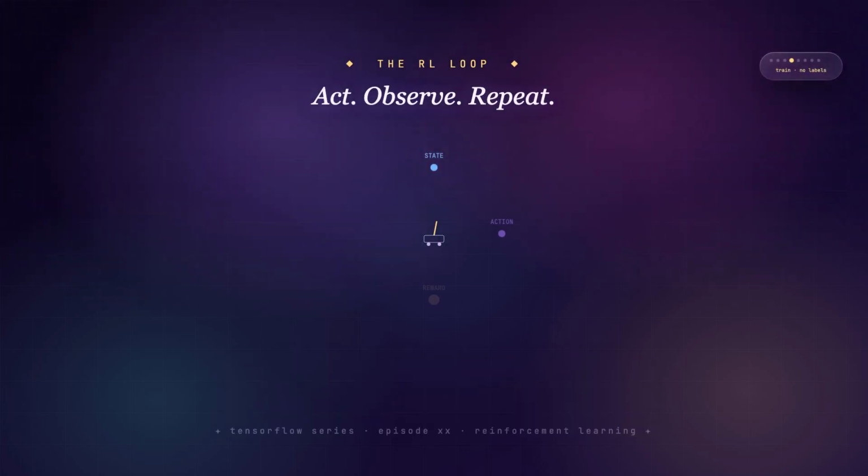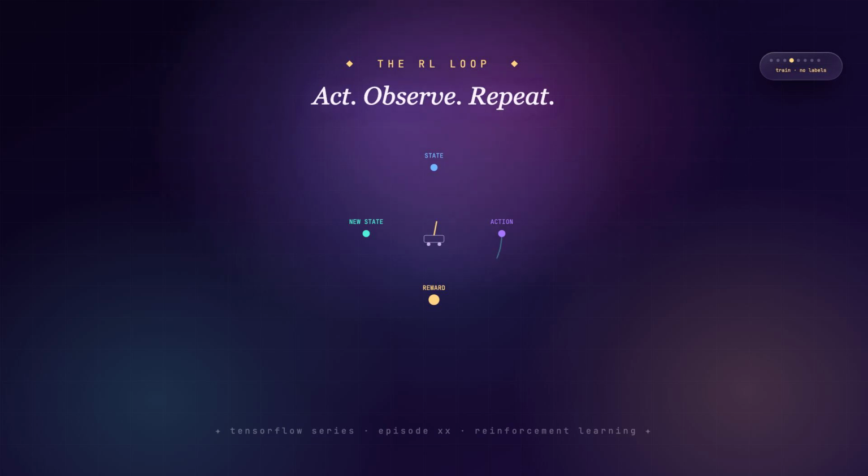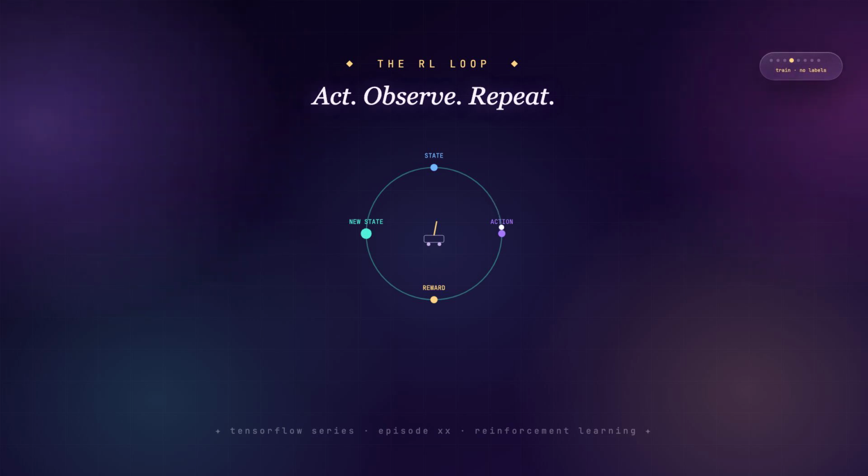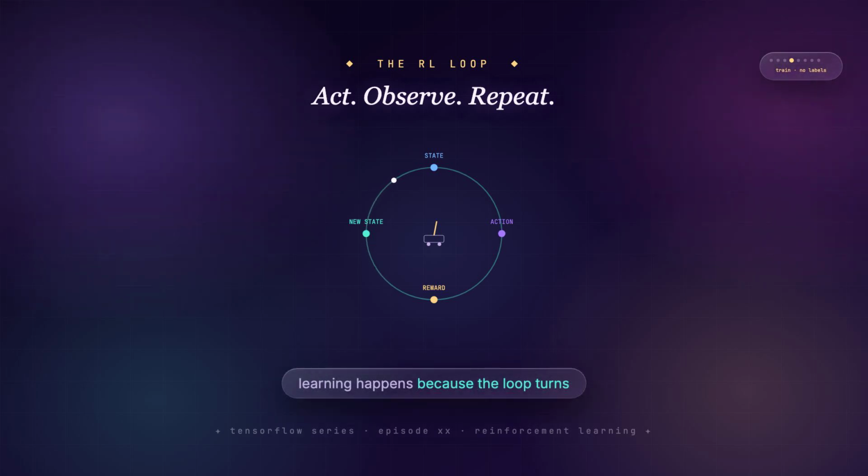And it's a loop. The agent looks at the state of the world, picks an action, and the environment responds with a new state and a reward. Then it does it again. State, action, reward, repeat thousands of times. Learning happens because the loop turns, not because someone graded each step.